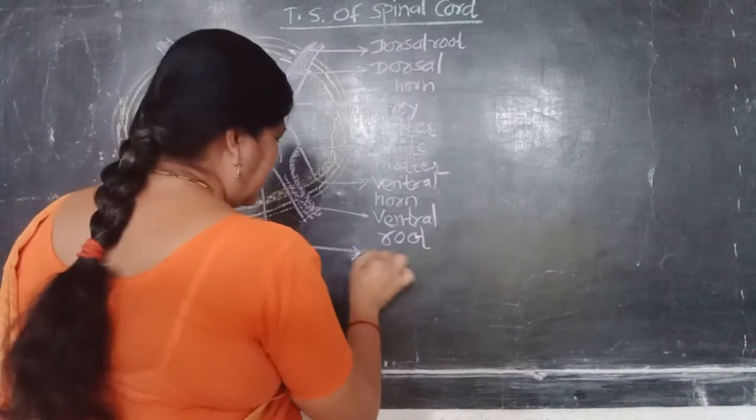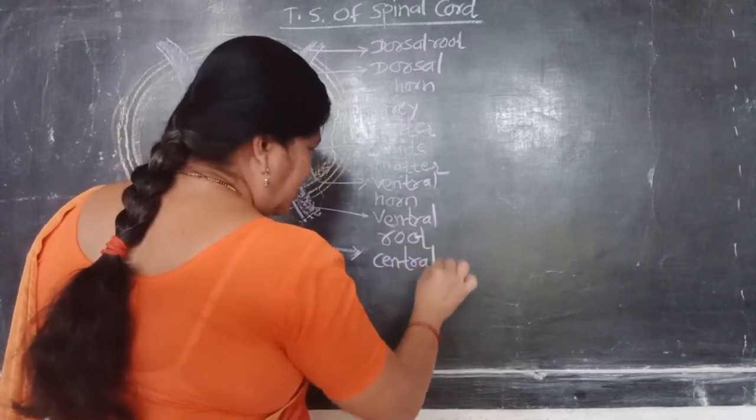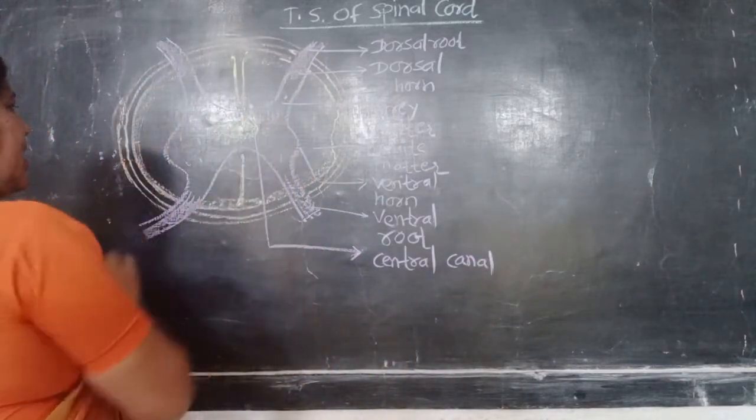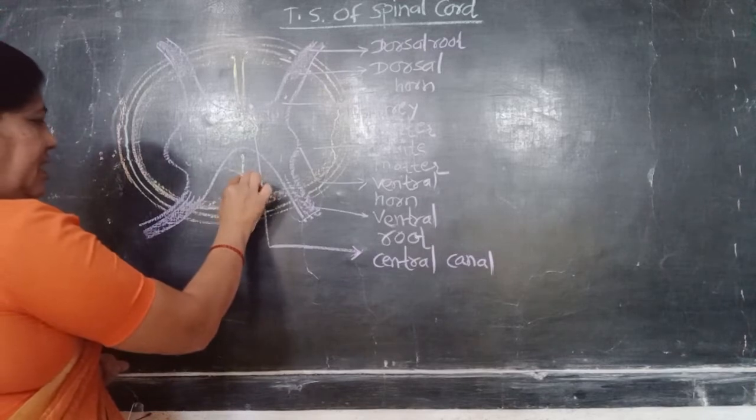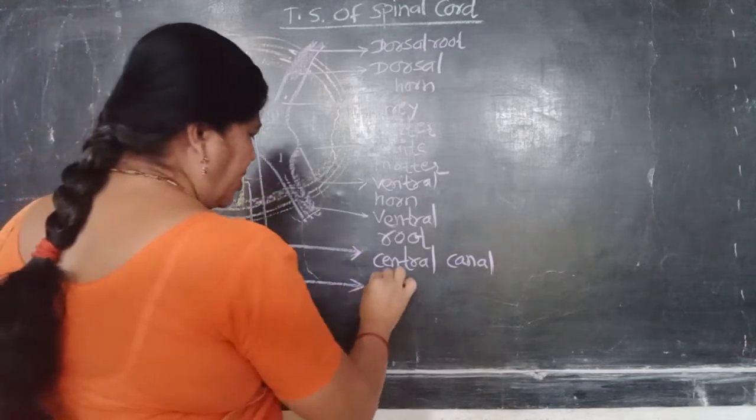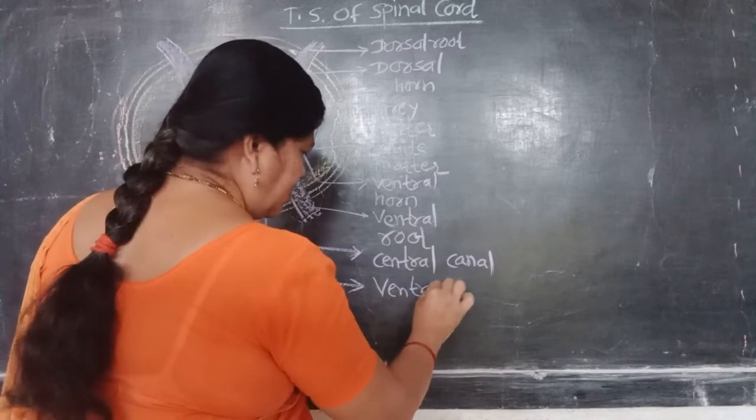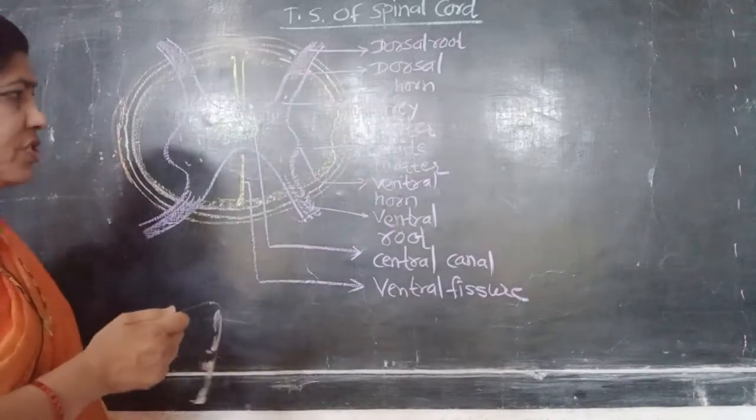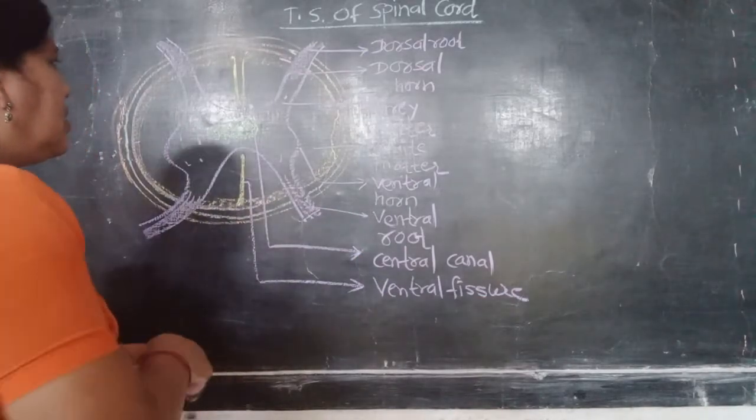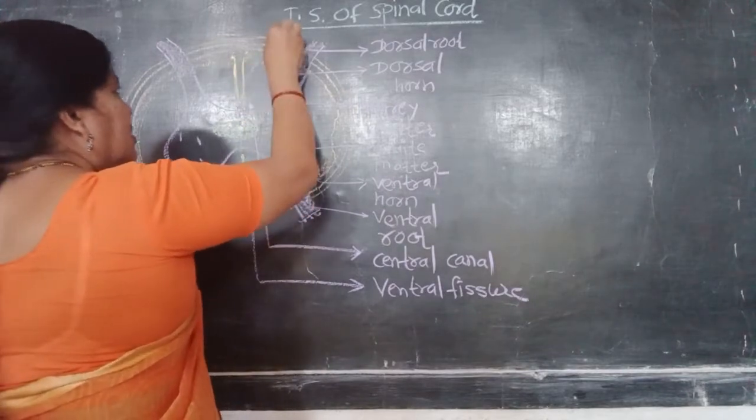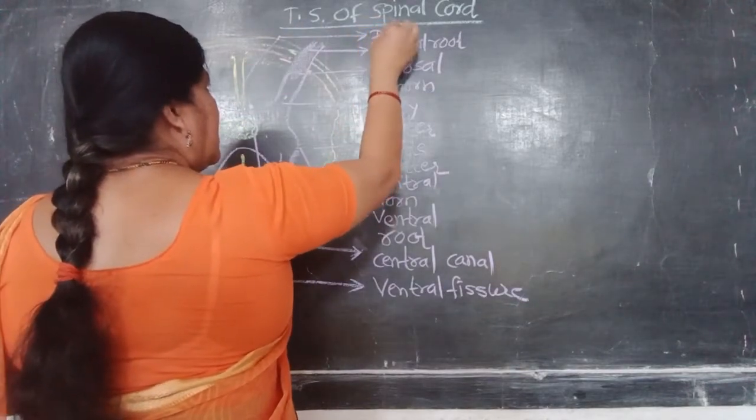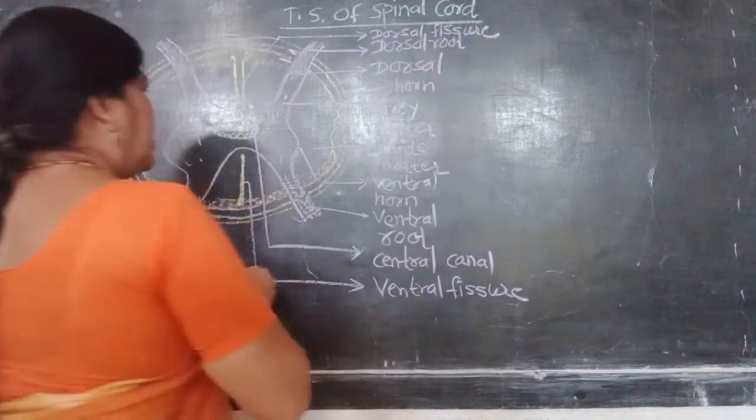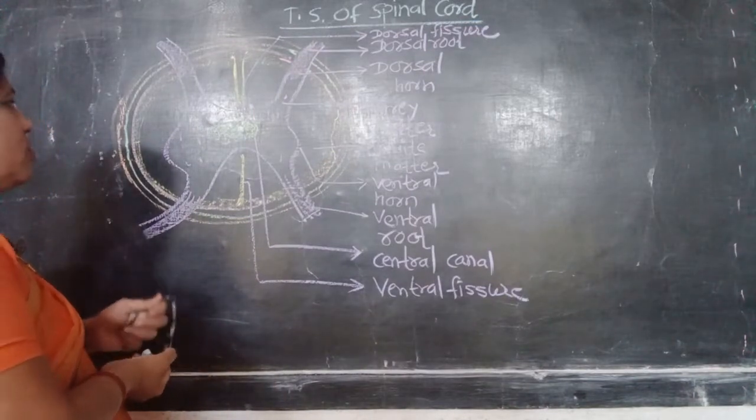This is the central canal, and the central canal is lined by ependyma cells. So these are ependyma cells. This is the ventral fissure, and this is the dorsal fissure. So this is the diagram of TS of spinal cord.